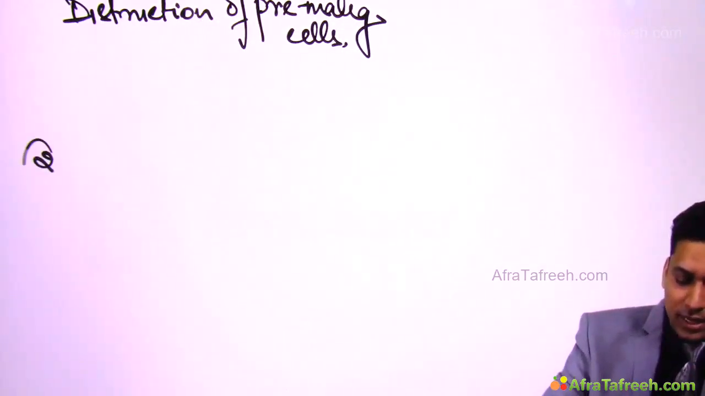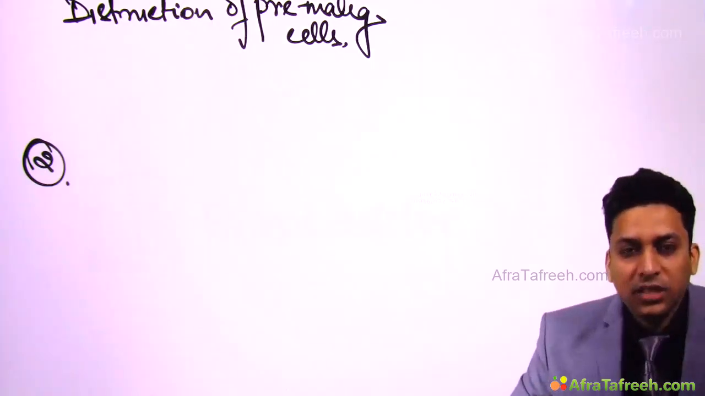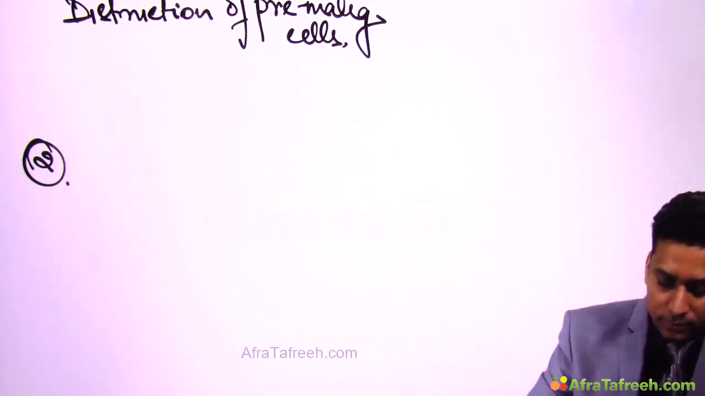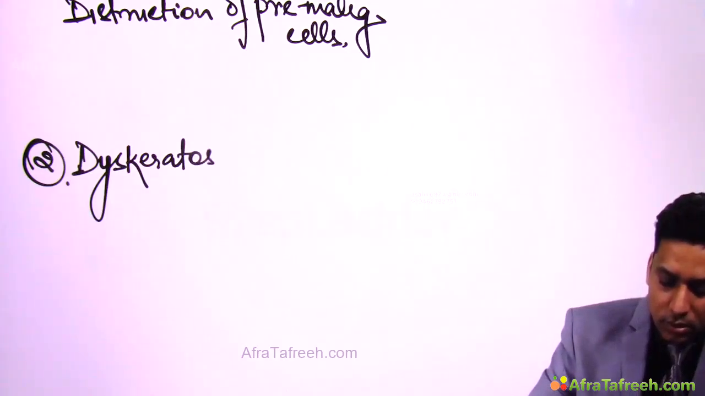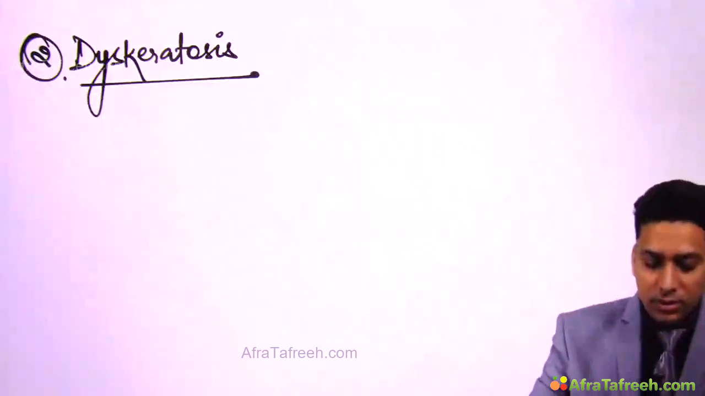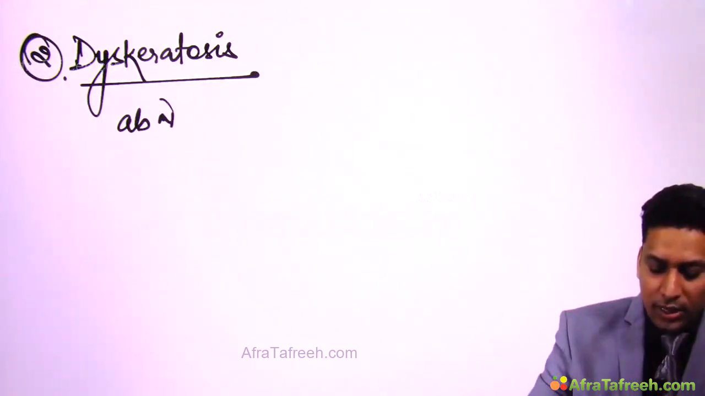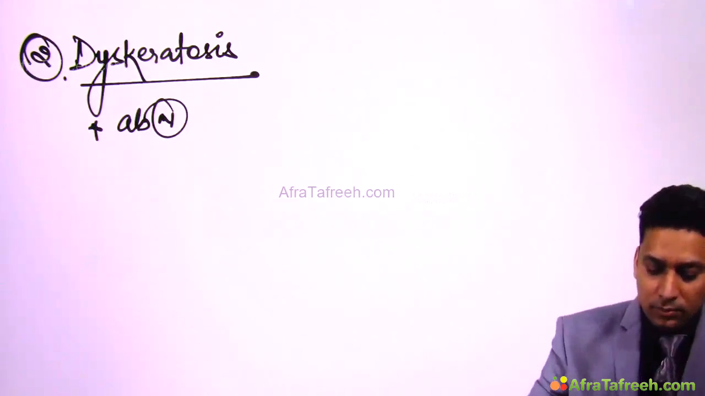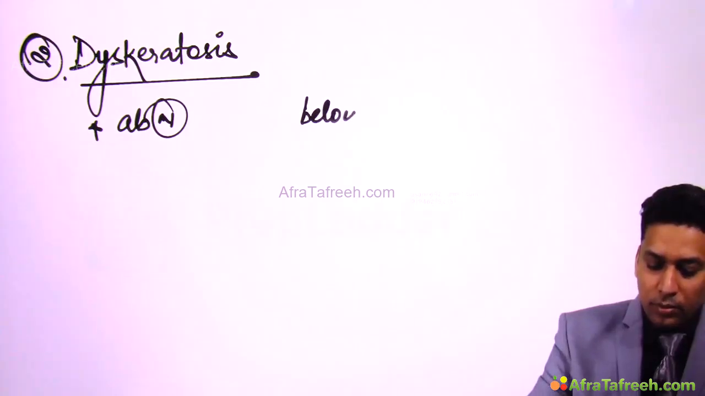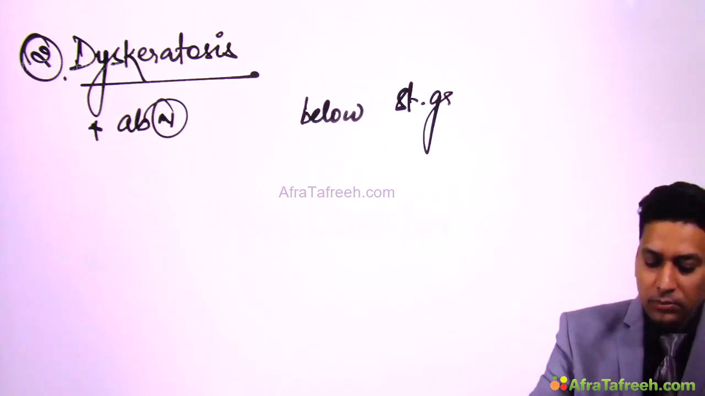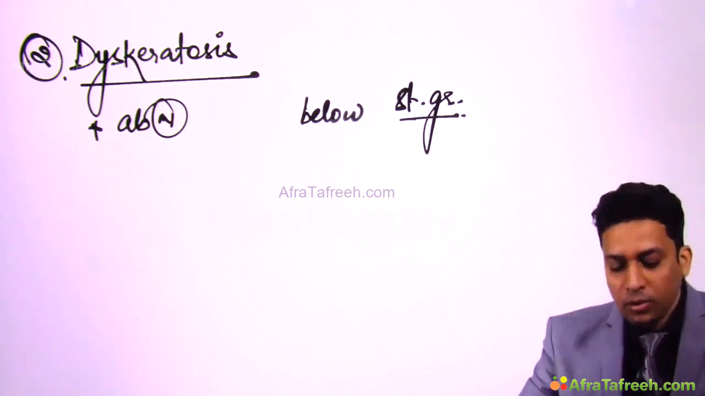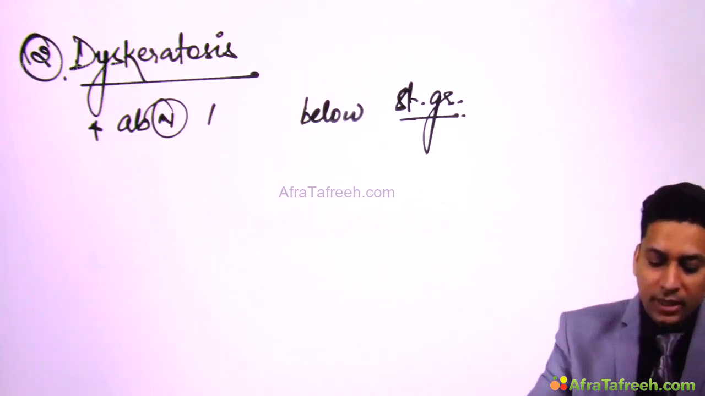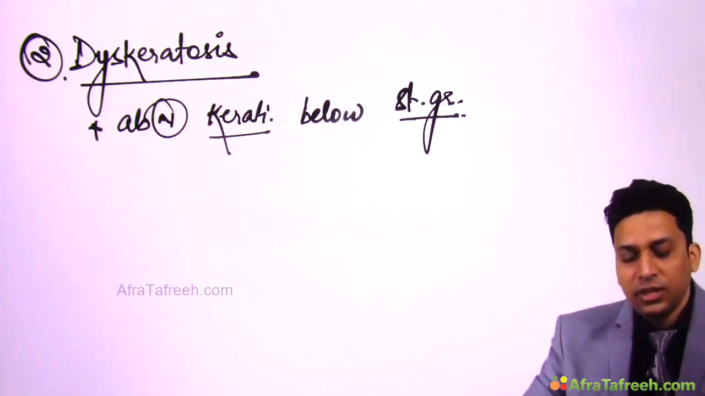Let us move on to the second histological finding, which is dyskeratosis. Dyskeratosis is abnormal keratinization below stratum granulosum. So abnormal keratinization below stratum granulosum.